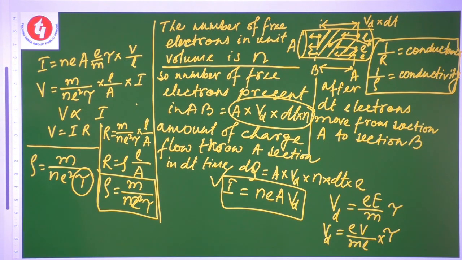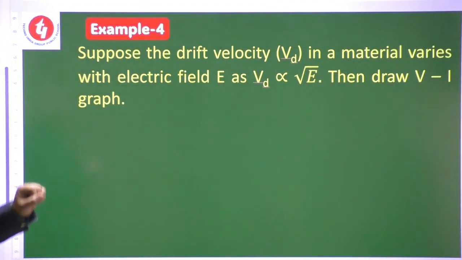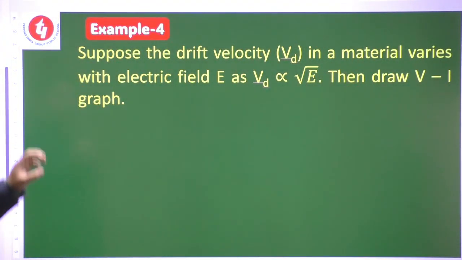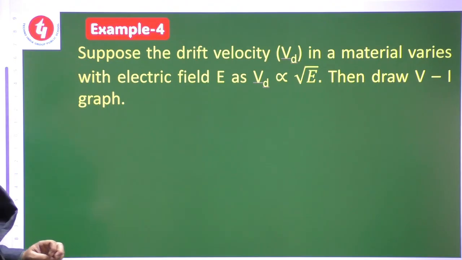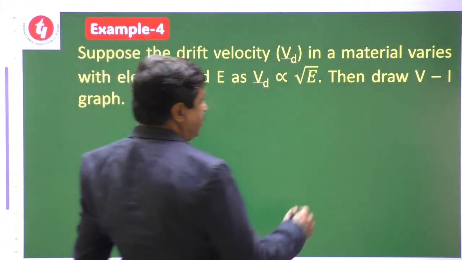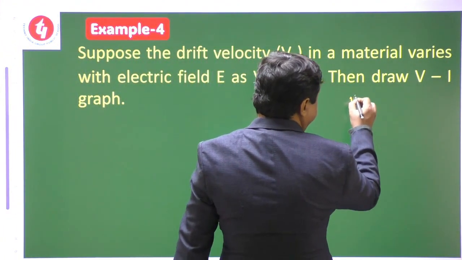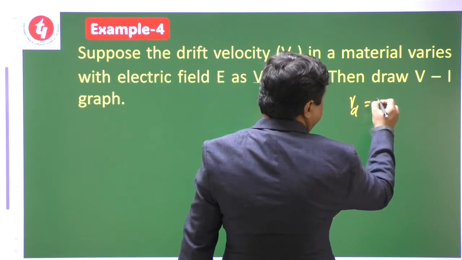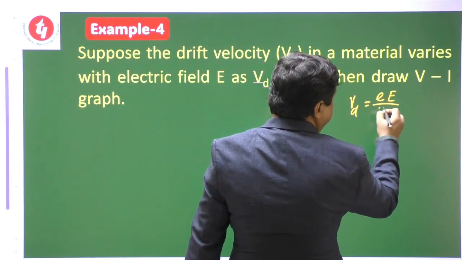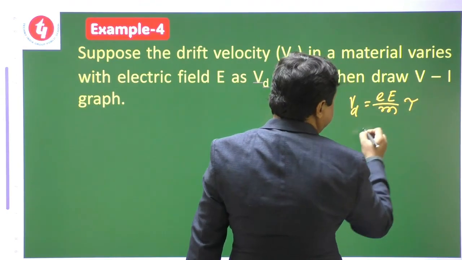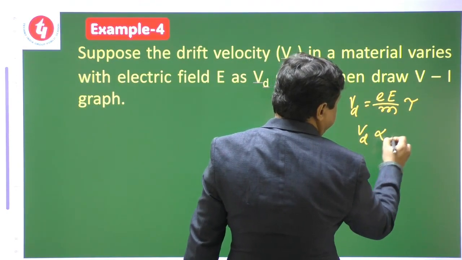Next, we will discuss some numerical problems. Suppose the drift velocity in a material varies with electric field E as Vd equals root E. Then draw the VI graph. Generally, we know that drift velocity is equal to eE by m into tau. That means drift velocity is directly proportional to E.